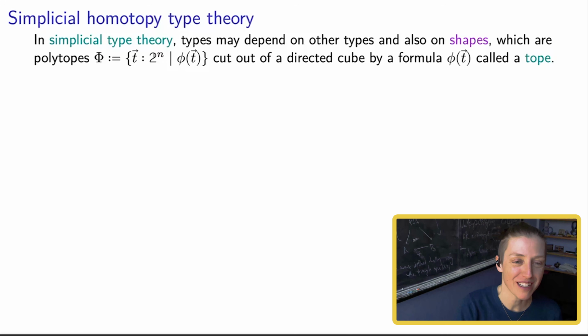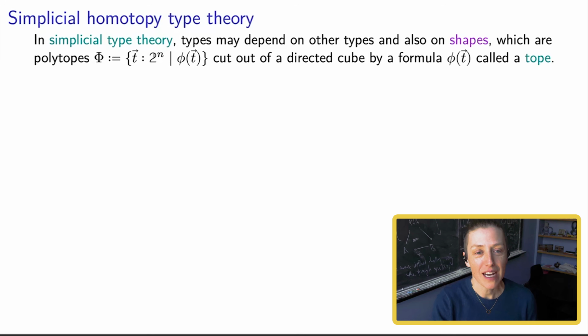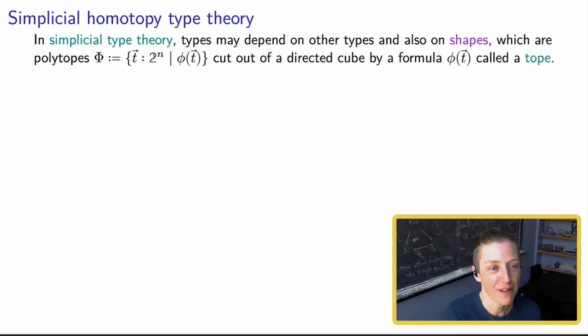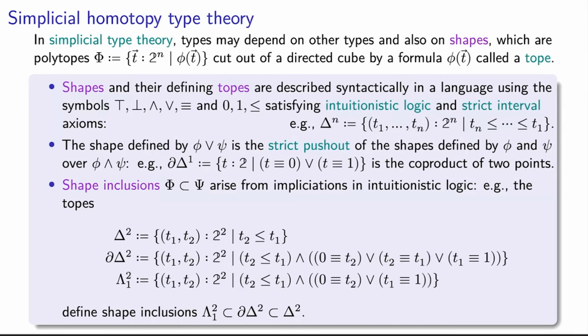All right. So what is this simplicial type theory? So we have types, and we also have dependent types. So types can depend on other types. But in simplicial type theory, they can also depend on these things which are called shapes, which I think of as being polytopes that are cut out of directed cubes by some sort of syntactic formula. And here's a bunch of examples.